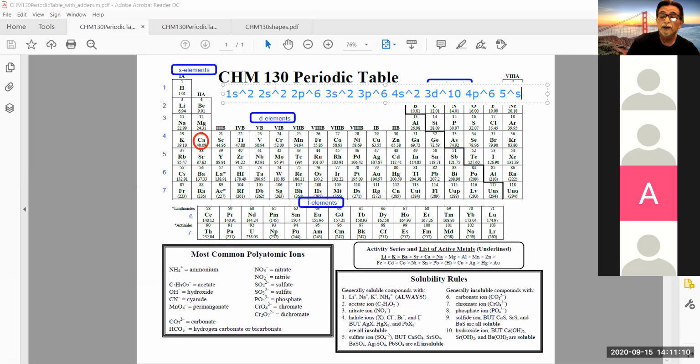Number 37, 5s1. Number 38. Oh, what did I do here? 5s1, there you go. Okay, that's number 37. Number 38 would be 5s2. Okay? And if I started with 39 again, I would realize that 39 is in the fifth group. I'm back to the D's. So now it is 4D1, and so forth and so forth.